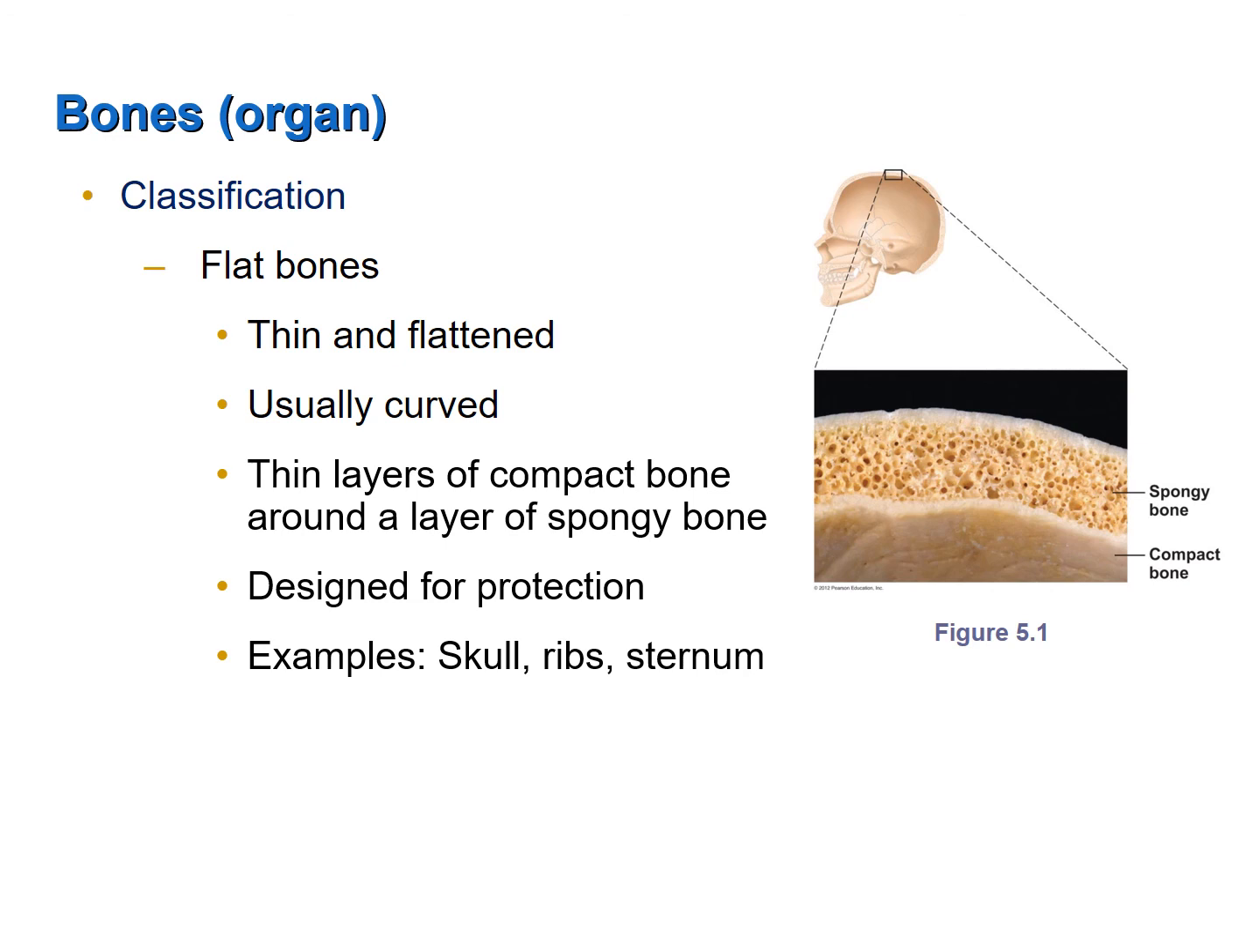We find flat bones making up the skull surrounding the brain, as well as comprising the ribs and the sternum, which protect the organs of the thoracic cavity. The inner layer of spongy bone acts as a shock absorber, helping to protect the organs from mechanical energy and trauma.